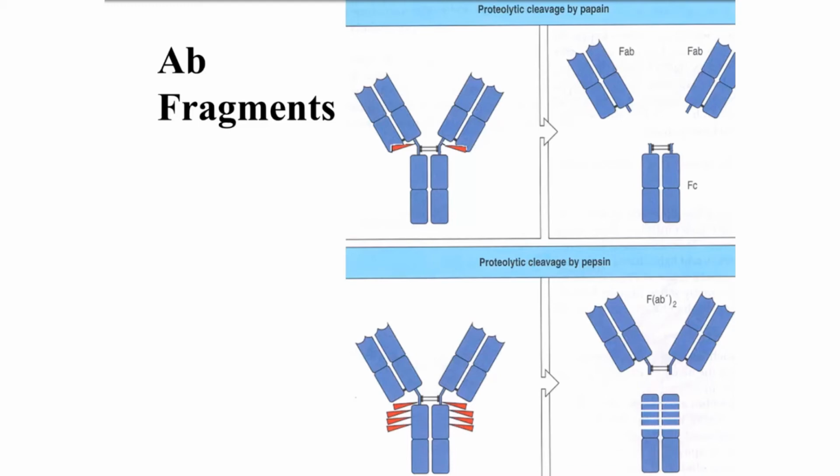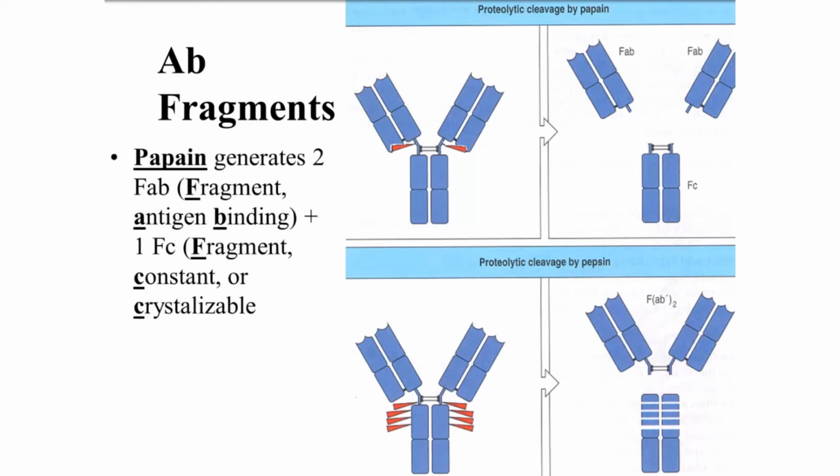Degradation of IgG antibodies, which are illustrated here, with the enzyme papain. Papain cleaves where those red daggers are, in the hinge region above the disulfide bonds that hold the heavy chains together, creating 3 fragments. 2 of them are identical and are called FAB. That stands for fragment antigen binding. FAB, fragment antigen binding, because they still have antigen binding sites right up here at the top of the molecule.